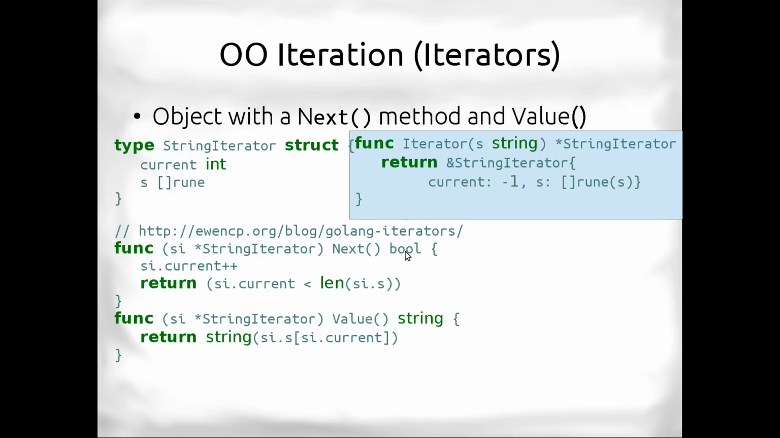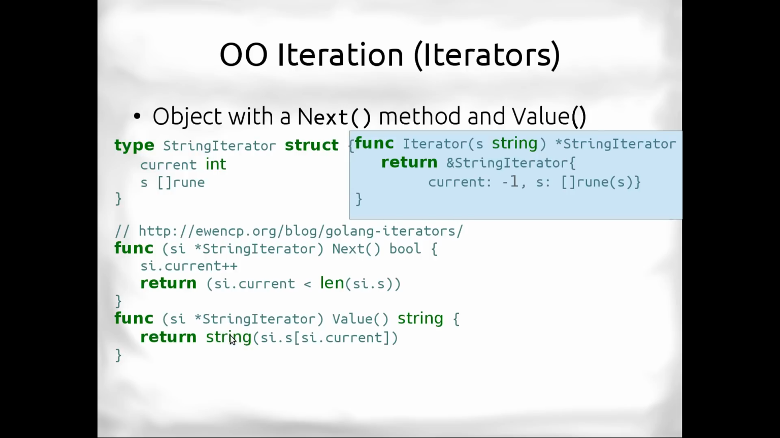Bool will tell us if there is a next element. So what we do is we increment our position in this slice of runes, and then we return to see if we're over the edge of it. If we're not over the edge, it returns true. If we are over the edge, it returns false. To get the value out, we simply access our slice of runes, and we get the current and we stringify it. Okay, so pretty simple, and this allows us to iterate through a string.